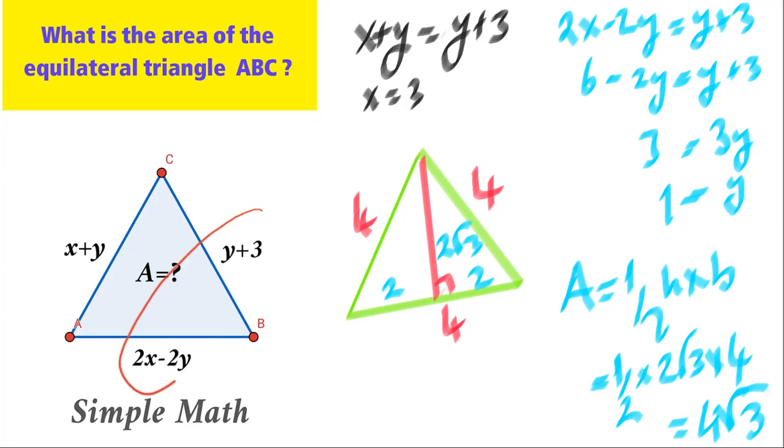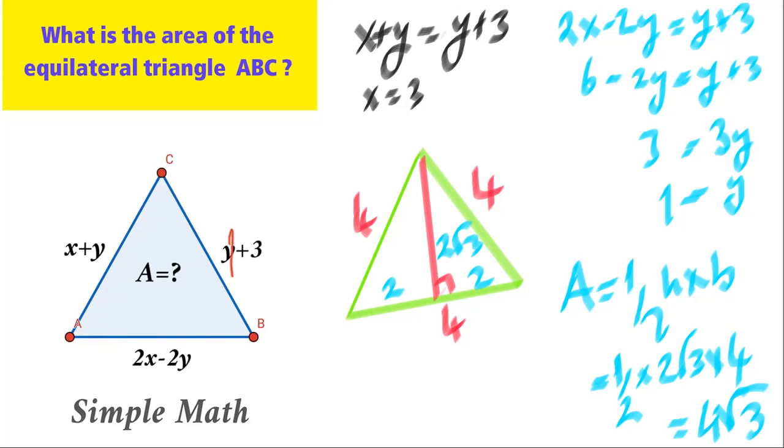And the second one, let's write another equation to solve for y. So these two are equal. We already know x is 3, so 2x is 6. And if you move 2y there, it will be 3y, and let's take 3 here. So 3 equals 3y, y equals 1. So if x is 3 and y is 1, one side equals 4. So all of them are 4.